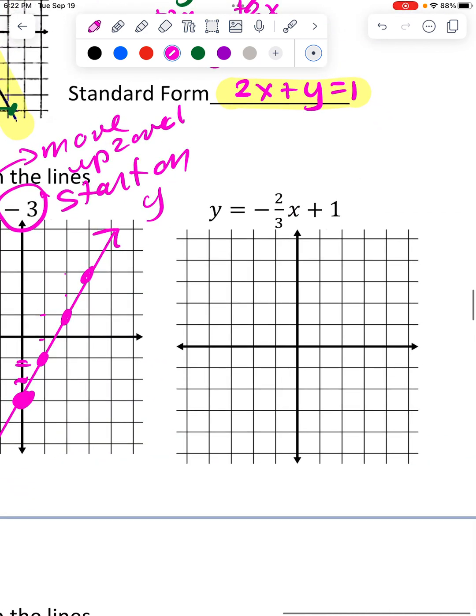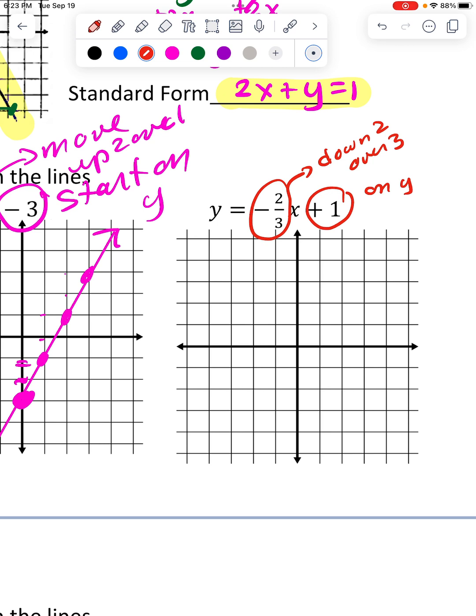Last thing, grand finale of day 1. This is telling me to start at 1 on the Y. And this is telling me to move down 2 because of the negative, and then over 3. So that negative is associated with the top for your rise up or down. So first I'm going to start on the y-axis at 1, a +1. Then I'm going to count down 2 over 3, down 2 over 3. If I needed more points, I could also go up 2, back 3, because that's the same thing in the end. And then I'm going to connect those dots into what's hopefully a straight line.